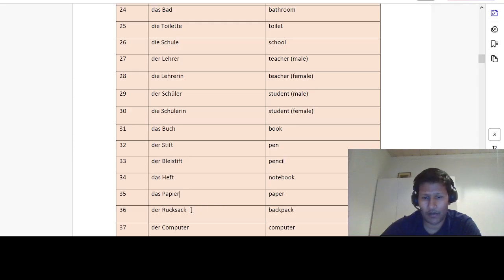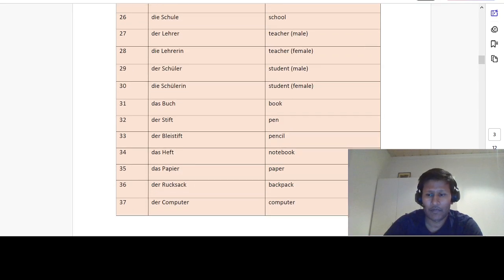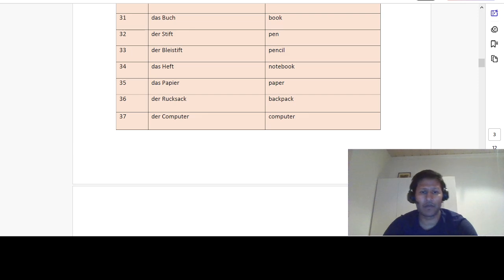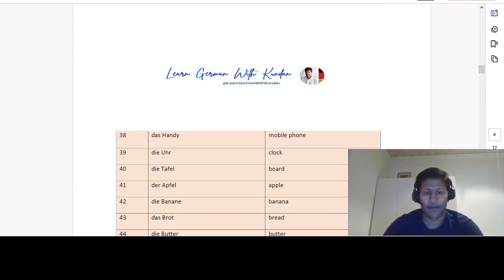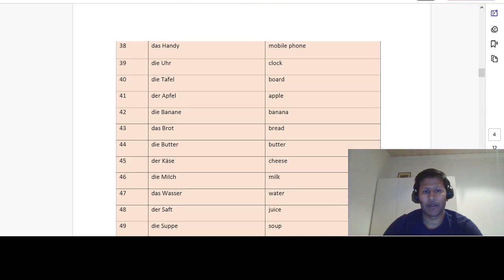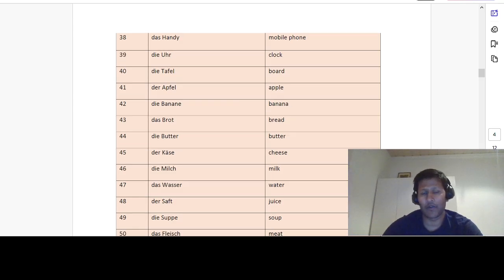der Rucksack, backpack, the bag you put on your back, right? And then we have computer, der Computer. Let's move to the next one. Hope you have seen this. And then we have das Handy. The mobile phone is called das Handy in German. Die Uhr, that is clock.